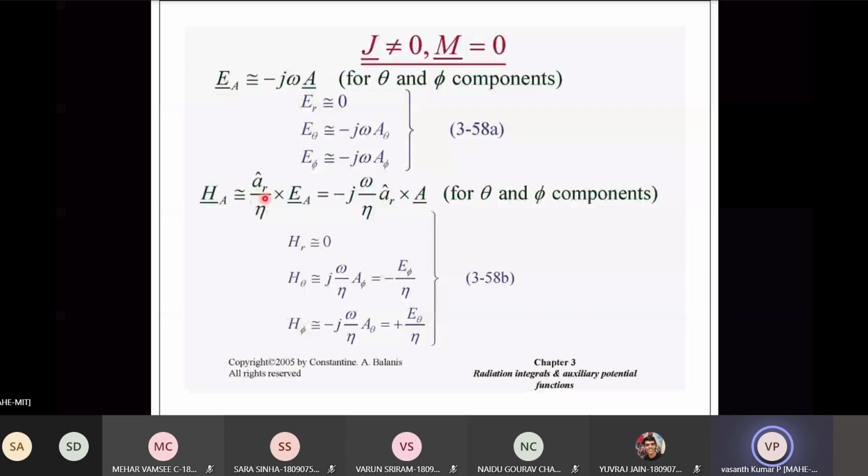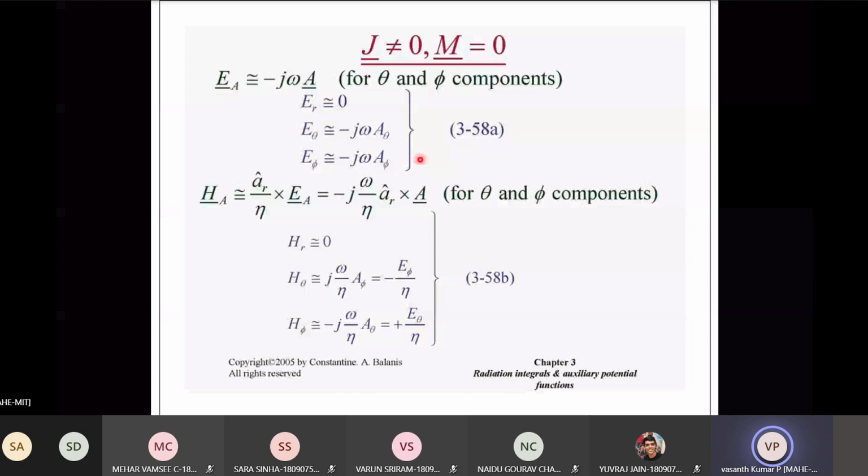HA is, for theta and phi components only. This equation you know. Okay, you get this equation. Now, this is a simplified equation only for far fields. For far fields, ER is equal to 0 and E theta, E phi are given by this expression: E theta is minus j omega A theta, E phi is minus j omega A phi.